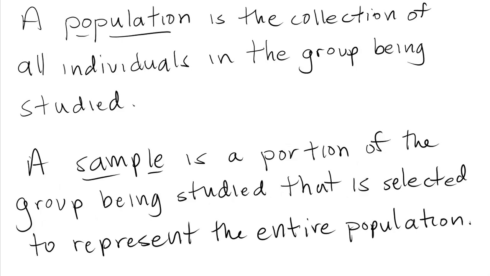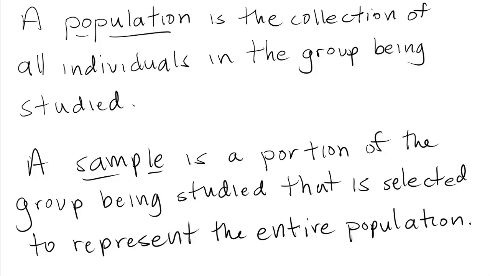When we gather a set of data, it's usually to analyze some group of individuals. And when I say individuals, I don't necessarily mean people. Those individuals could be objects. The math word that we often use is elements. So individuals could refer to people. It could refer to objects. But a population is the collection of all individuals in the group being studied.